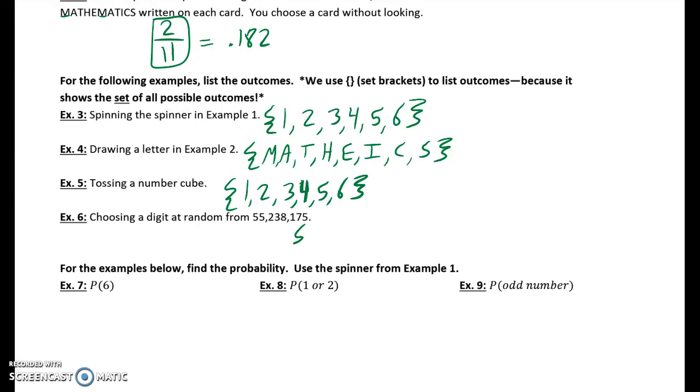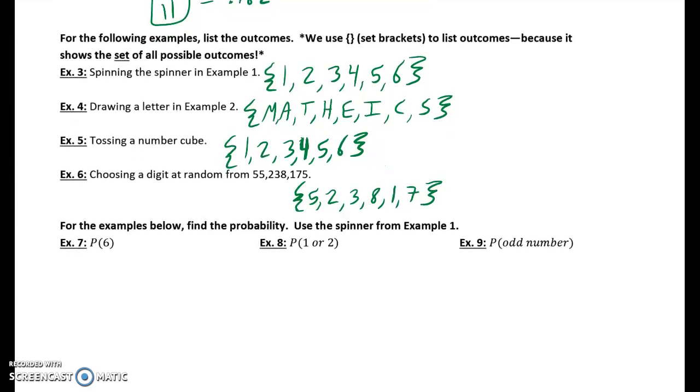How about choosing a digit at random from 55,238,175? Well, what kind of numbers do I see? I see a 5. I see another 5, but I'm not going to write it again. A 2, a 3, an 8, a 1, a 7, and then I think that's it because the 5 again repeats. That's the sample space. You're literally just listing every outcome.